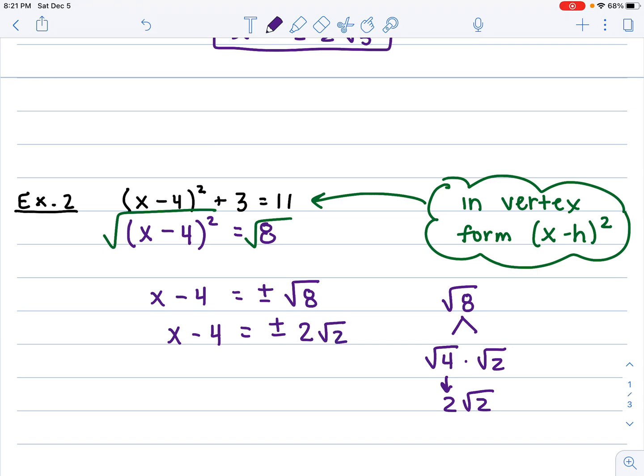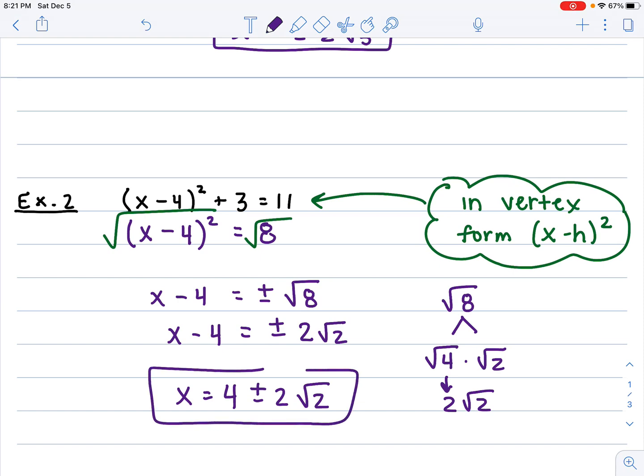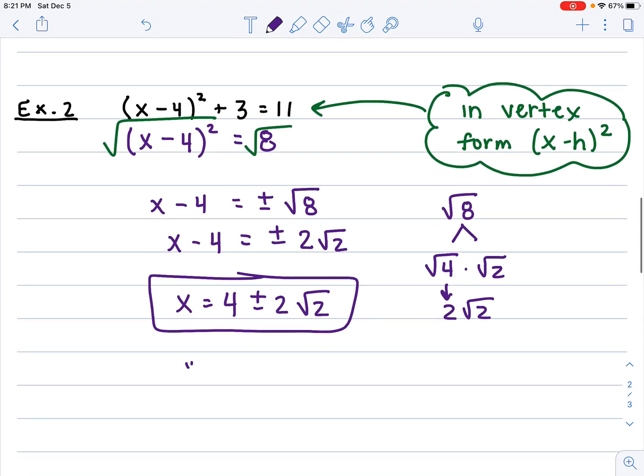The x still isn't by itself, so I'm going to add that 4 over. I don't combine those because 4 and 2 radical 2 are not like terms; they don't have the same radical. You do typically put the constant without anything on it in front. So this would be my final answer, and this is what I would consider the exact solution.